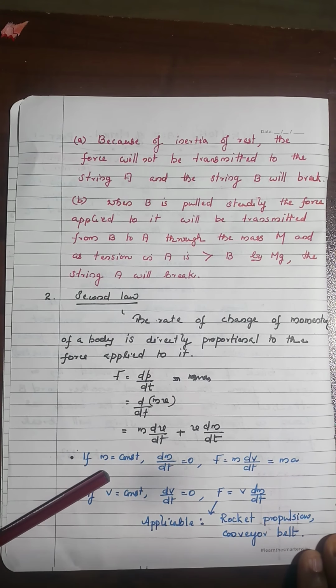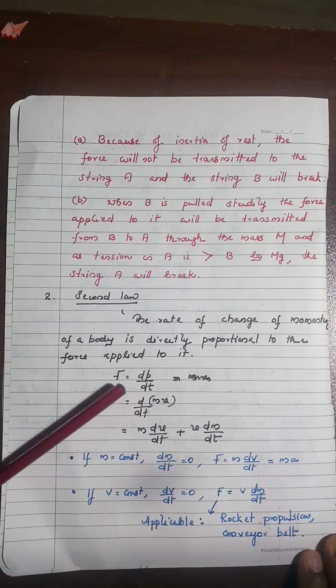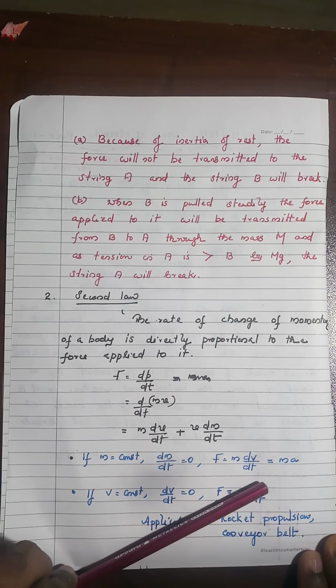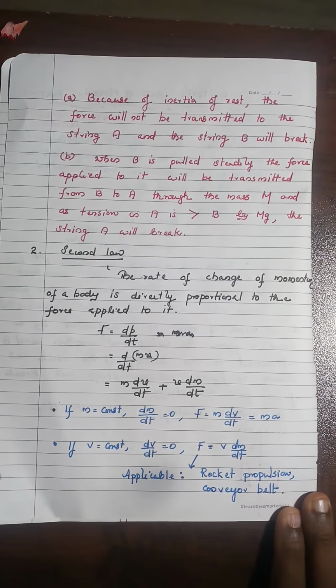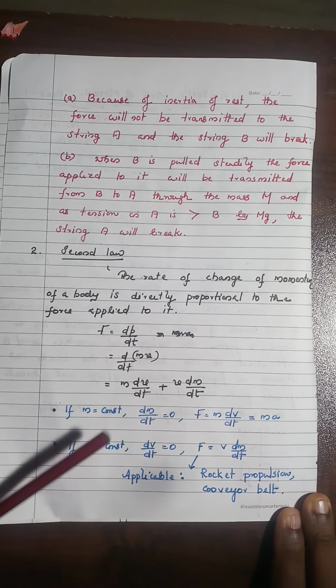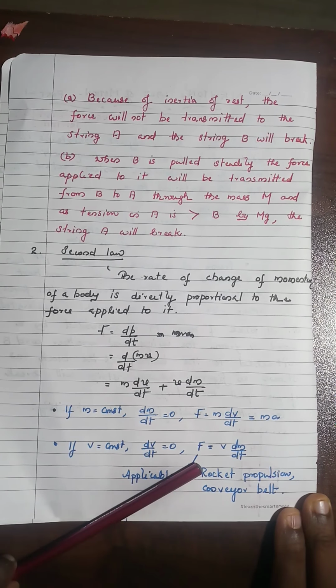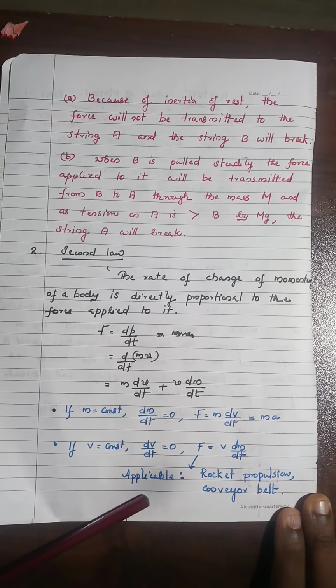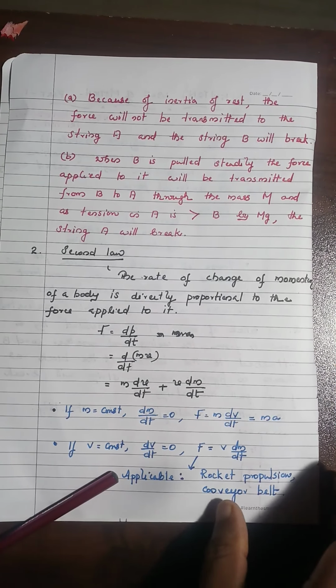If the mass m is constant, that is the situation for normal cases. We know dm by dt becomes 0, and hence we can use F is equal to m into dv by dt, or m into a. But if v is constant, we know dv by dt becomes 0. That means F becomes v into dm by dt. So it is applicable for variable mass systems, that means rocket propulsion, conveyor belt, etc.